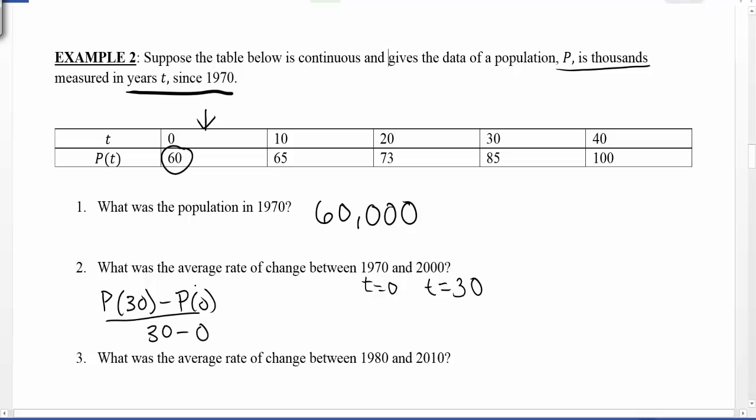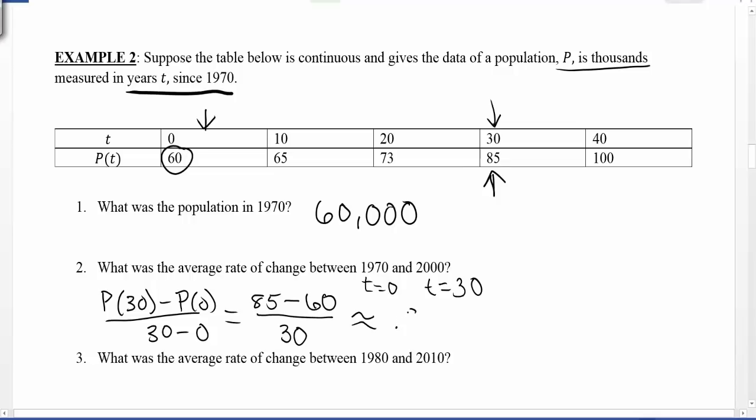So instead of using f's, we can use p, since that's how this particular problem was defined. So we're going to take these and find the dependent value at 30. The independent value of 30 gives us a dependent value of 85. The independent value of 0 gives us a dependent or y value of 60, all divided by 30 minus 0, which is 30.